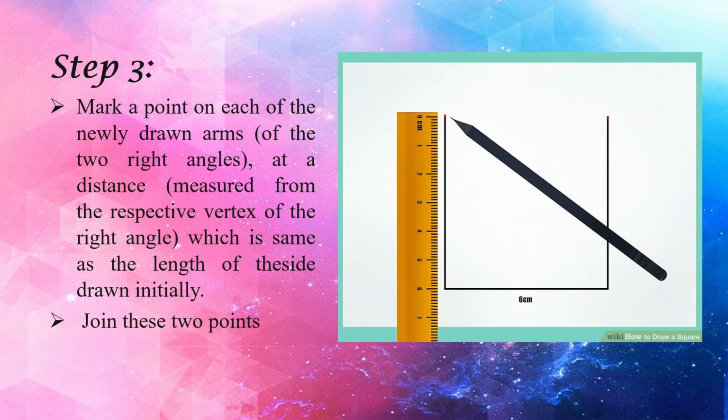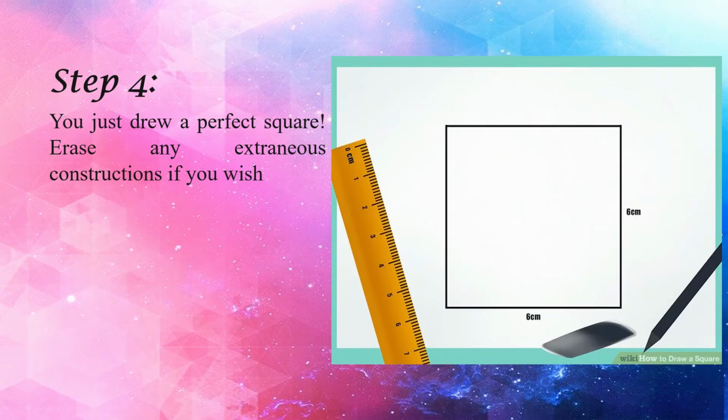Mark a point on each of the newly drawn arms of the 2 right angles at the distance which measured from the respective vertex of the right angle, which is same as the length of the sides drawn initially. Join these 2 points. Step 4. You just draw a perfect square.